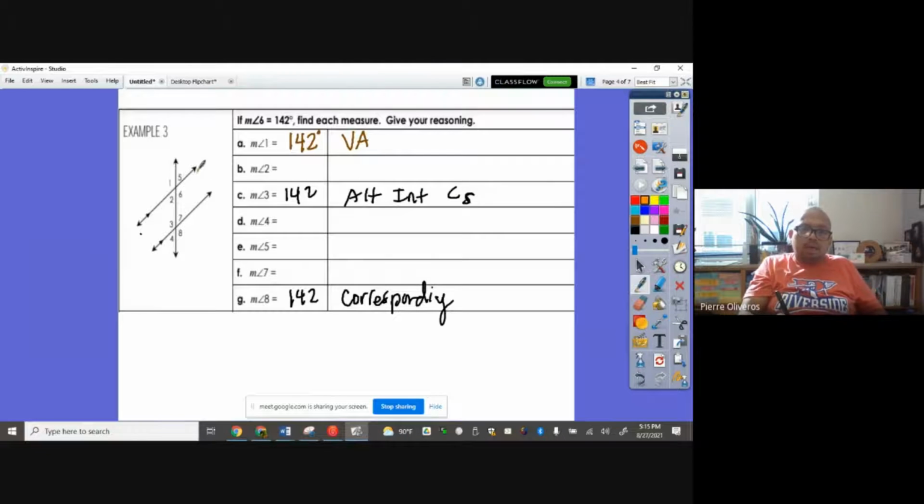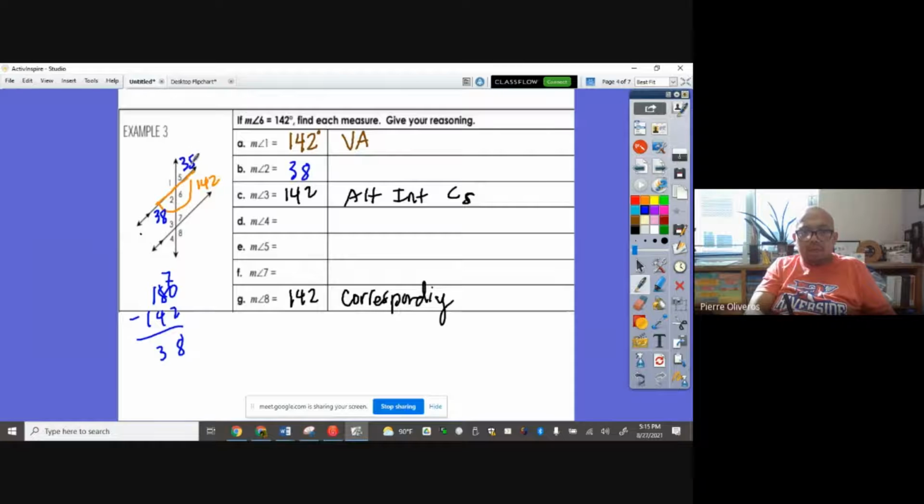So now, if angle 6 is 142, we know this is a linear pair. If this is 142, how do we get angle 2? Remember, 2 and 6 are supplementary because they're a linear pair. So therefore, 180 minus 142 is going to be 38. So angle 2 is 38.